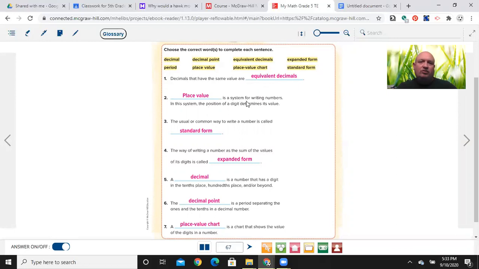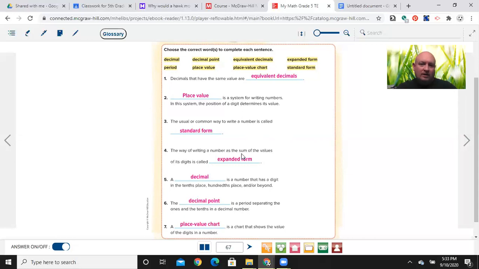2, place value is a system for writing numbers. In this system, the position of a digit determines its value. So a 7 in the hundreds place is worth 700, but in the ones place, it's only worth 7. 3, the usual or common way to write a number is called standard form. When you're doing simple math, you're writing it out in standard form. Most of you aren't writing it out in expanded form or word form. Just how you regularly write numbers, standard form.